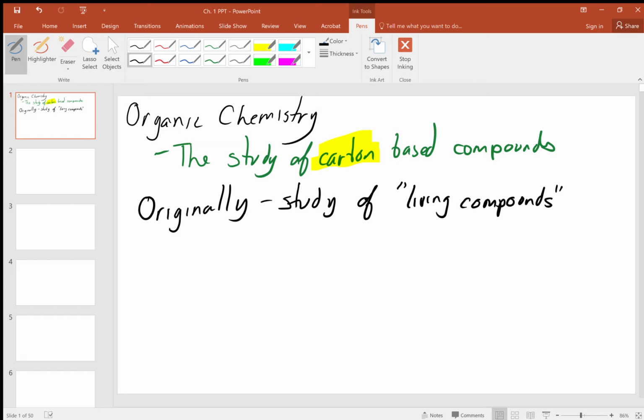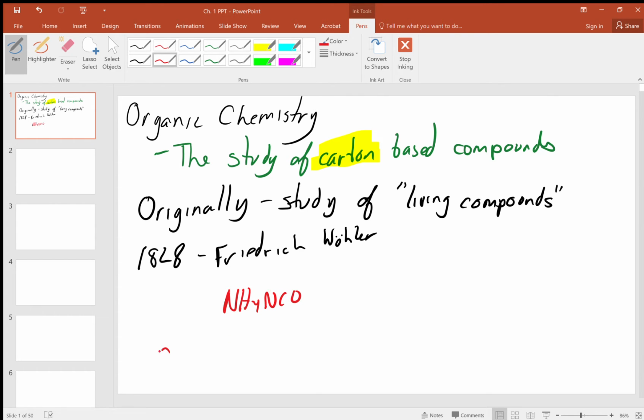Now, where did this change happen? Why do we go from living compounds to carbon-based compounds? Well, in 1828, there was a very famous experiment done, and this experiment is credited to Wohler. And what did he do? Well, he took a compound that was known even back in 1828, NH4NCO, ammonium cyanate.